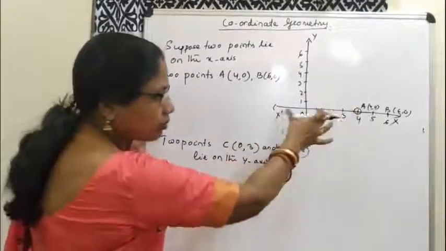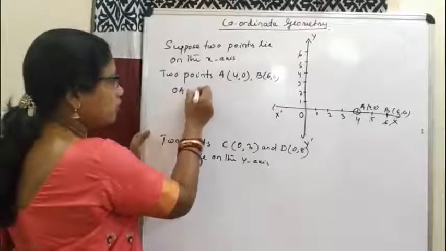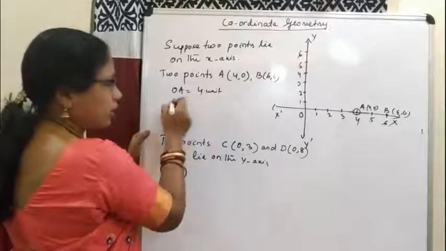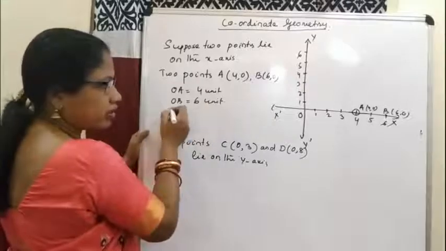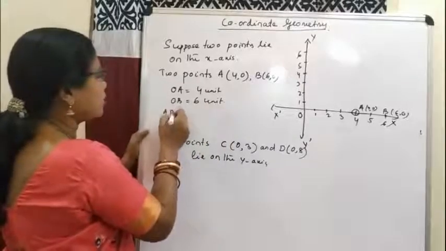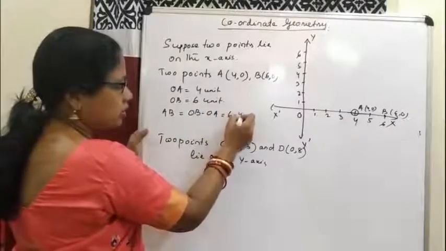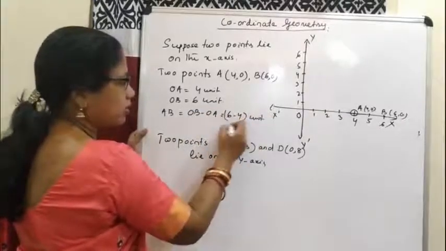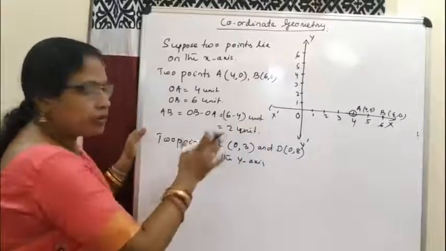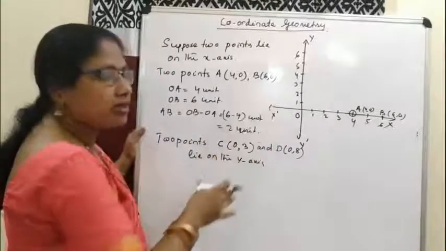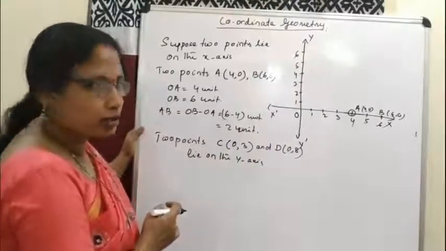So here from the figure we can know that OA is equal to 4 unit and OB is equal to 6 unit. So we can find the distance between A and B. That is AB is equal to OB minus OA. This is equal to 6 minus 4 unit. So that is equal to 2 unit. So if 2 points are present on the x-axis, we can easily find out the distance between them.